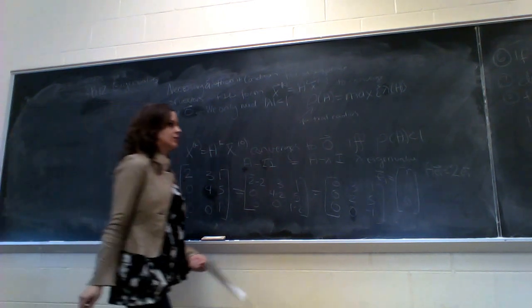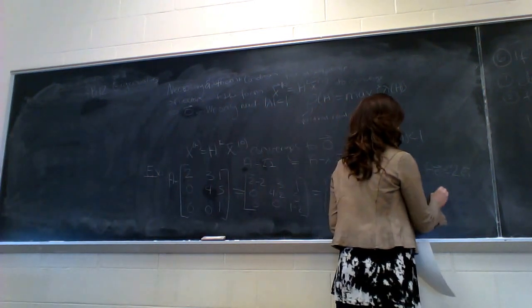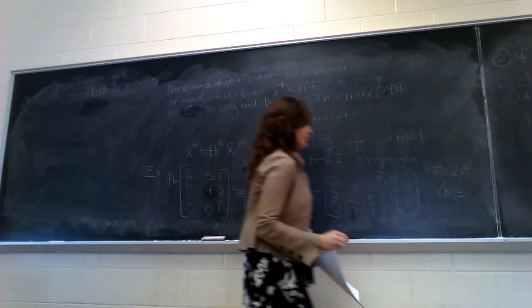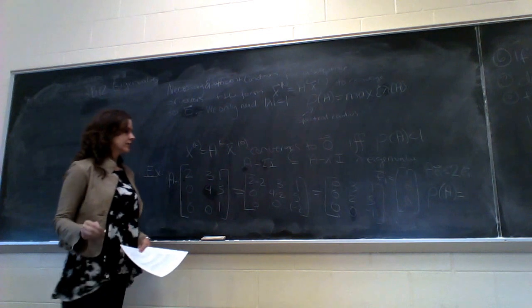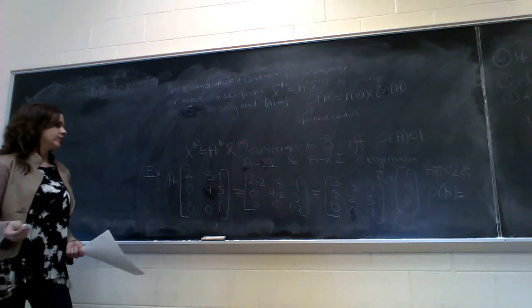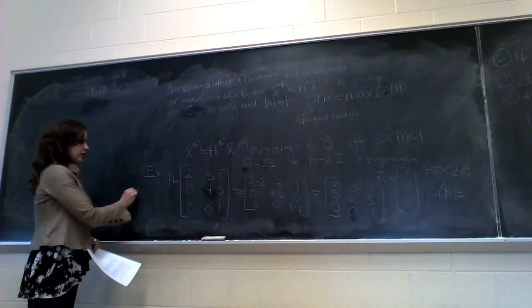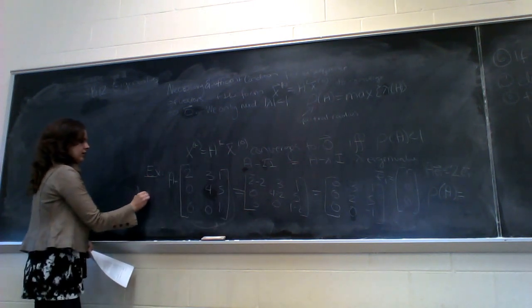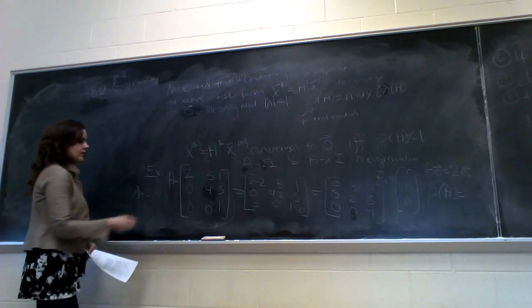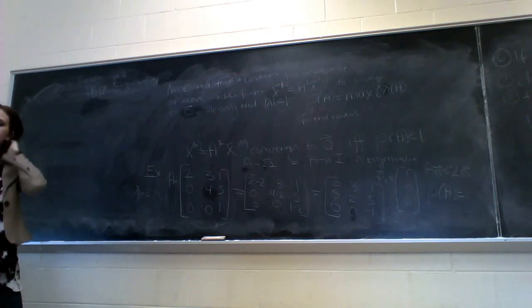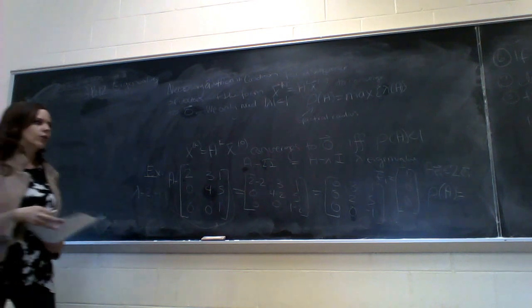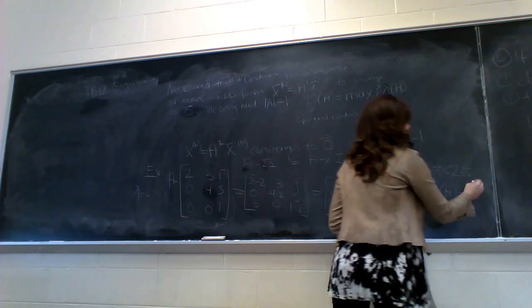But what would be the spectral radius of this matrix? Let's take a look at the eigenvalues of this matrix right here. The eigenvalues are 2, 4, and 1. So what would the spectral radius be of this matrix? 4. Yeah.